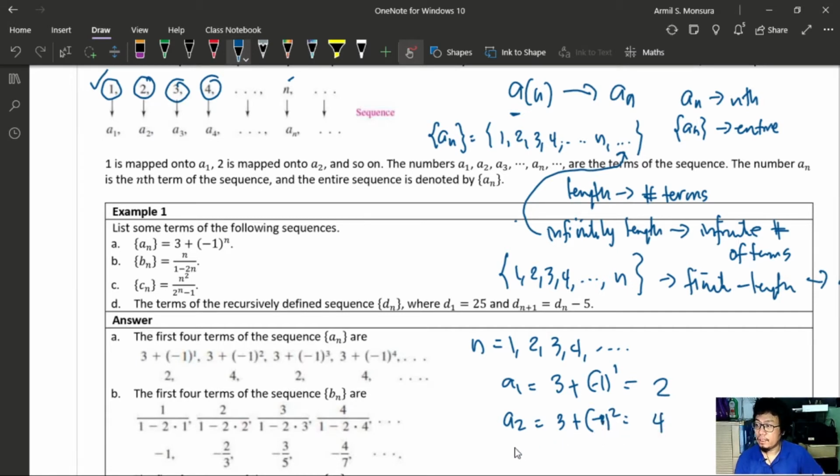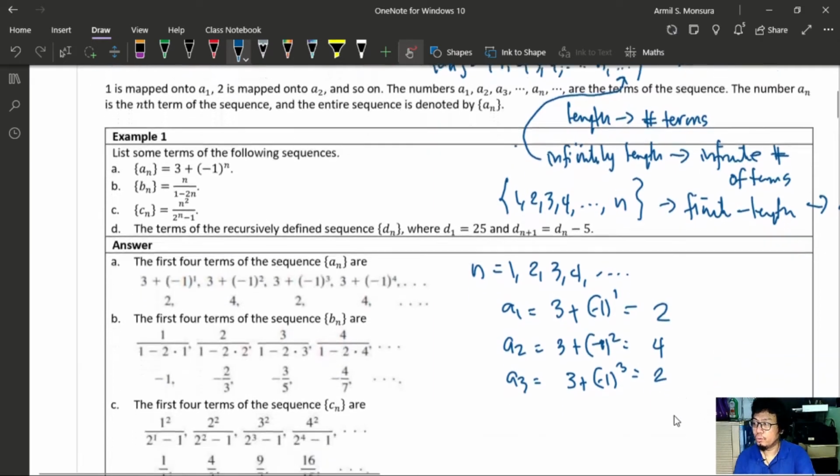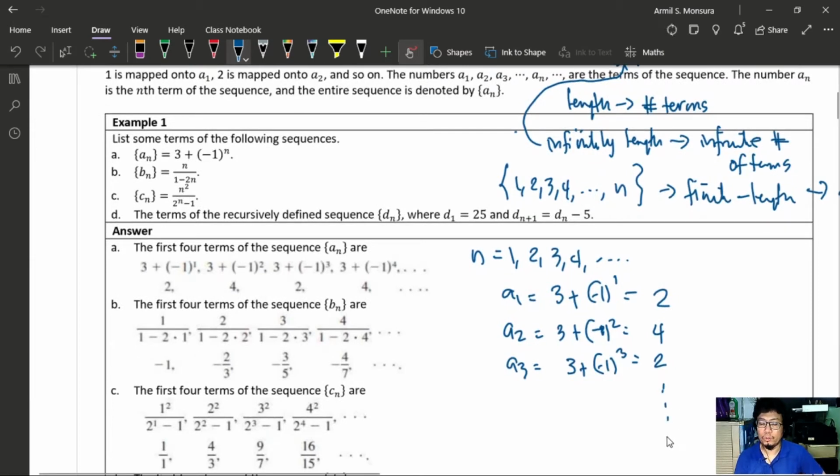a3 is 3 plus negative 1 cubed, so that should give you again 2. And so on. You'd be able to deduce the terms of the sequence, which is simply 2, 4, 2, 4, and it repeats all over. So that's for letter A.